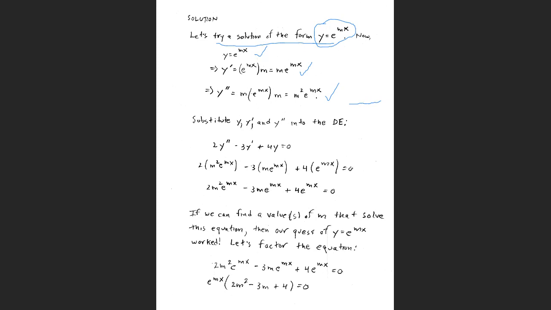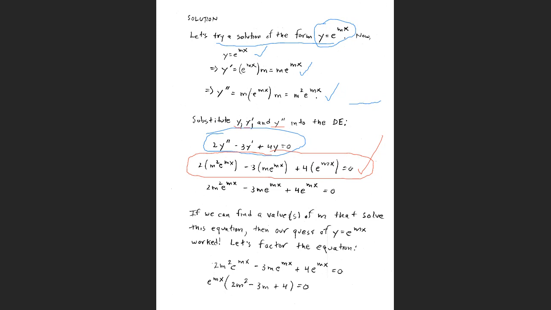Okay, so we compute the derivatives, and now we're going to substitute the derivatives in that differential equation. So here's the differential equation, and now we're substituting y prime and y double prime into the differential equation, and we did that right here. And remember, we're trying to solve for m. If we can find a value or values for m, then this was a legitimate, good guess.